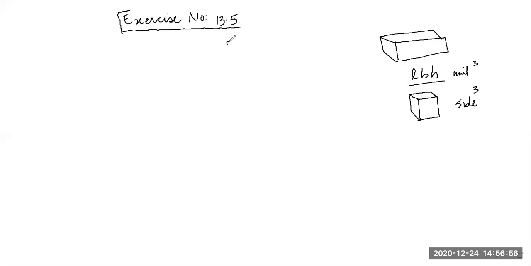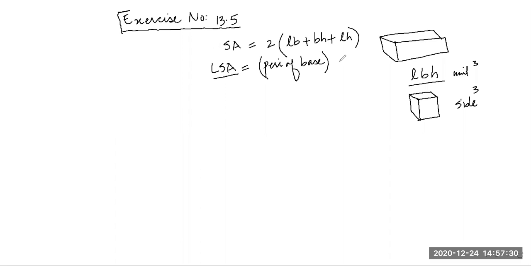Similarly, surface area. Surface area of a cuboid is 2 into (LB plus BH plus LH). Right. Now, what about the lateral surface area of a cuboid? What is the formula? Lateral surface area of a cuboid is equal to perimeter of base into height. Very good. So whatever is the base, find the perimeter, not the area, into height.